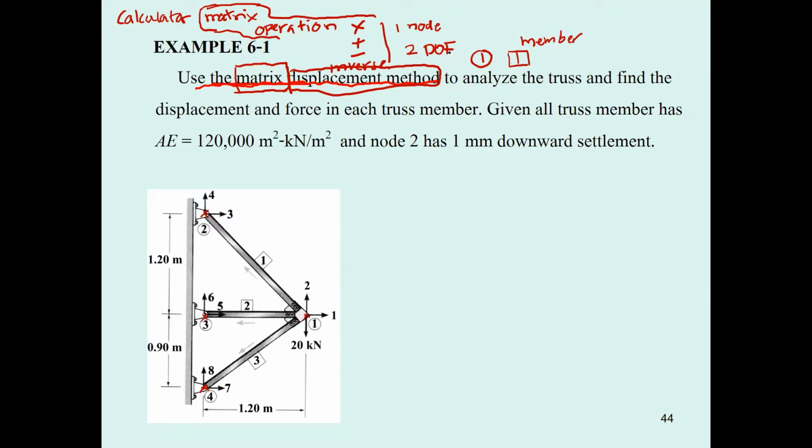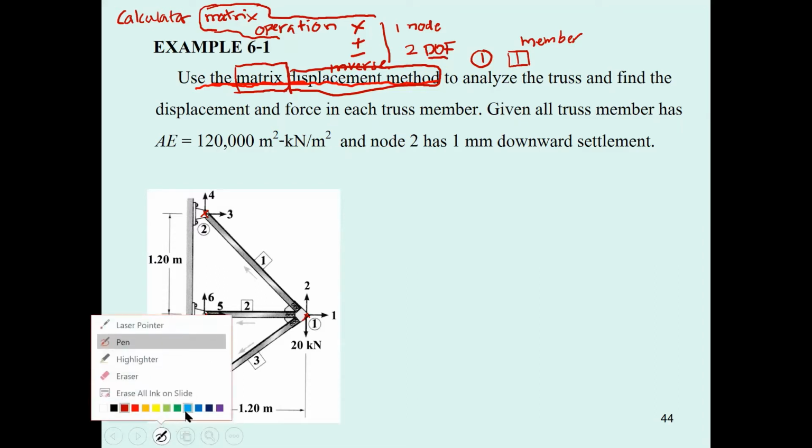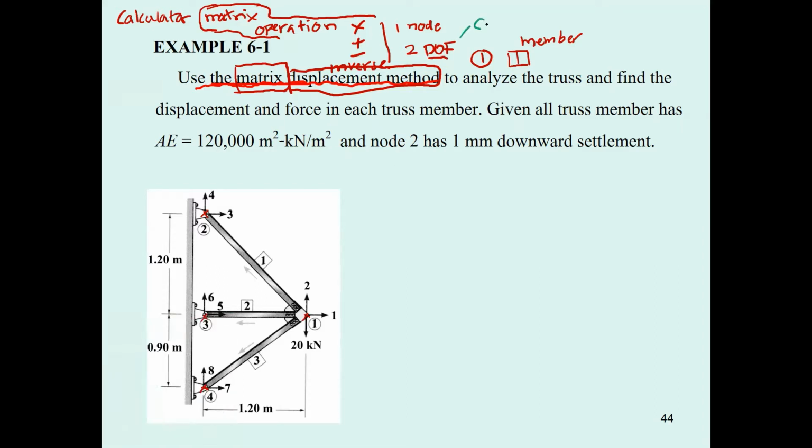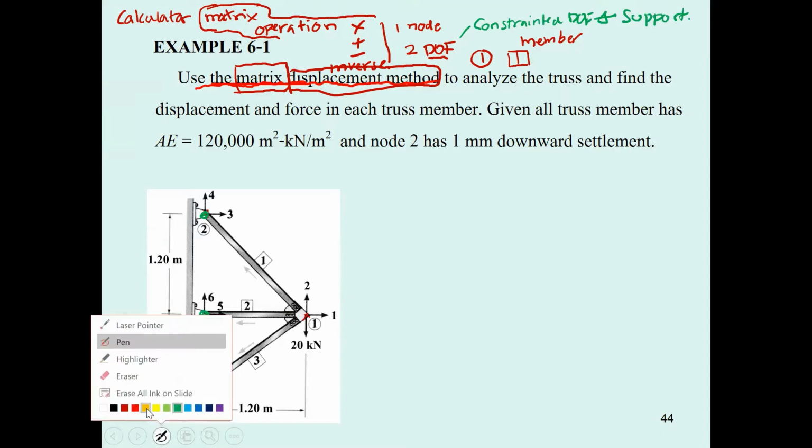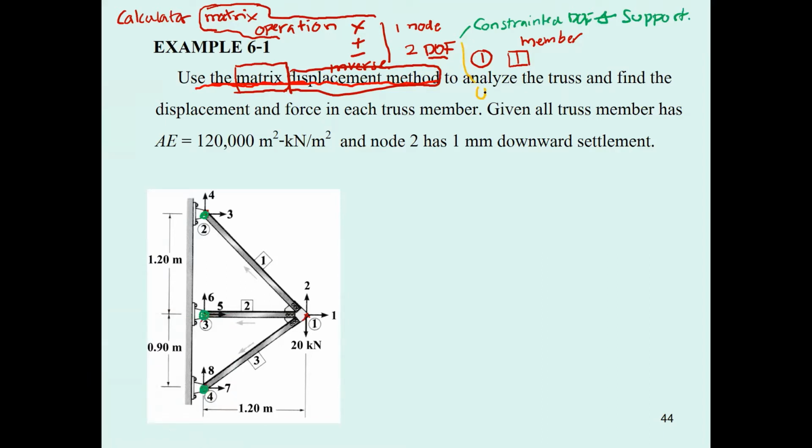For the degrees of freedom, it's important for you to know that they are separated into two. One is the constrained degree of freedom. You can see the constrained degrees of freedom at the supports of the truss. For example, the degrees of freedom at node 2, node 3, and node 4 are the constrained degrees of freedom. Another one is the unconstrained degree of freedom, or you may call it the free degree of freedom. It is free to move, and that occurs at a node that is not a support, such as node number 1.